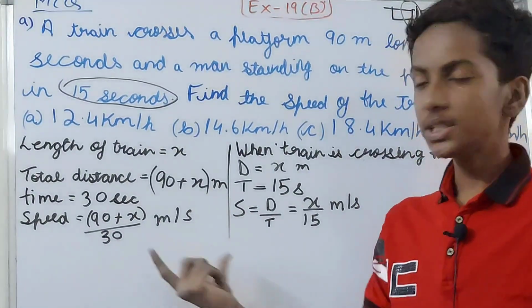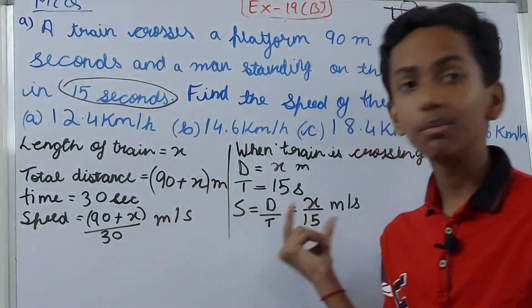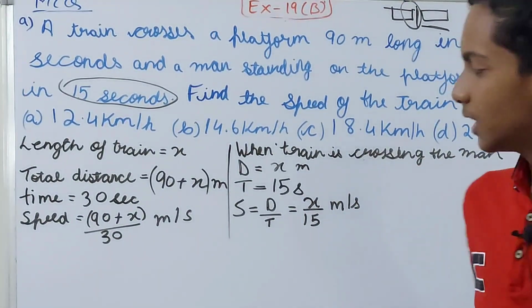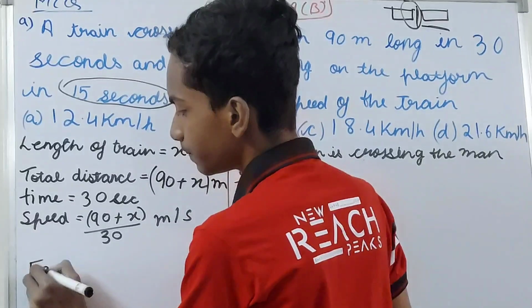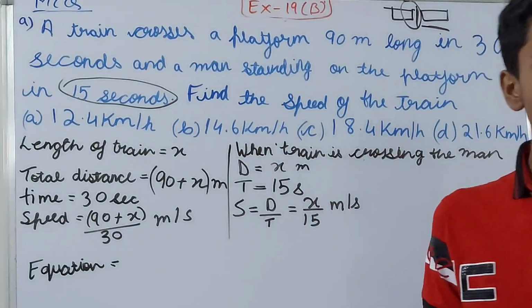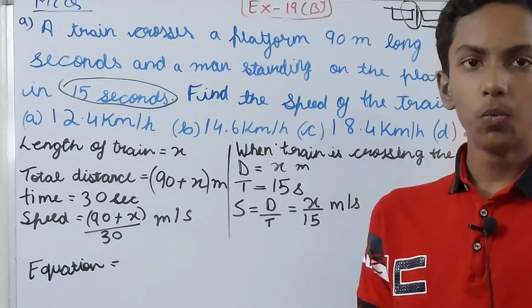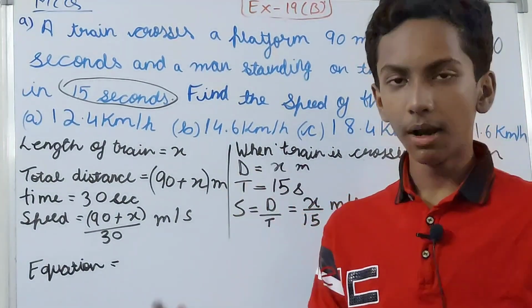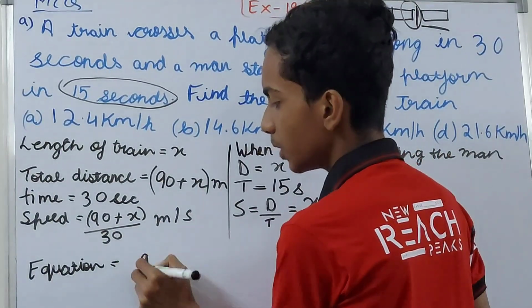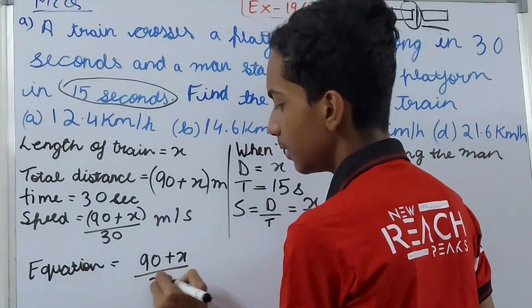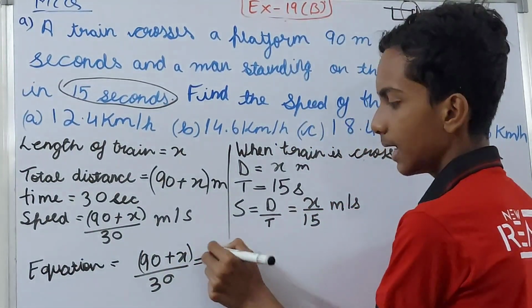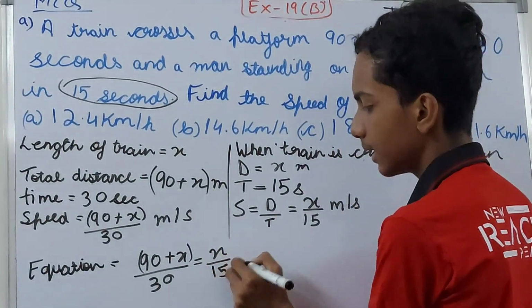So then what we do is, this means that both of these speeds are the same, they have not changed even a single bit. So can we form an equation out of this? Yes, we can. If both of my speeds are equal, can I put one speed on the left hand side and another on the right hand side? That will give us the correct equation. So have a look. First I'll put this one, 90 plus x by 30 meters per second. And then I'll put an equals to sign and then x by 15. As simple as that.